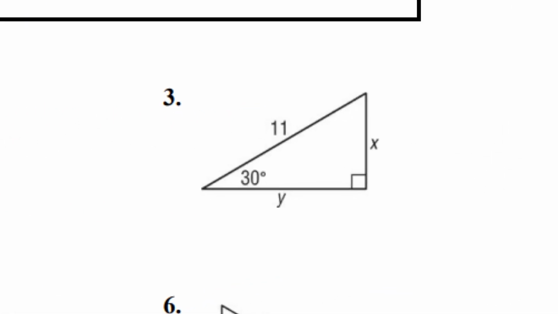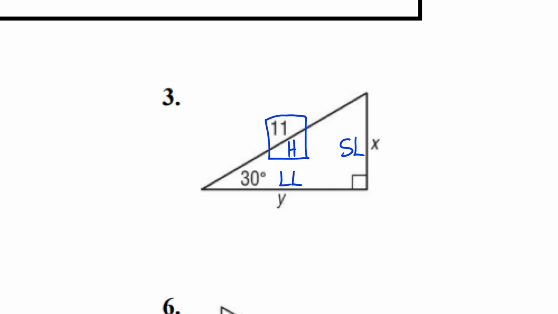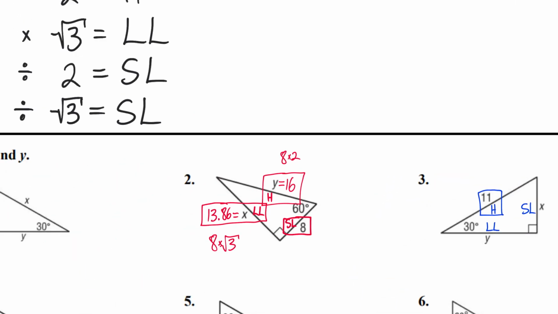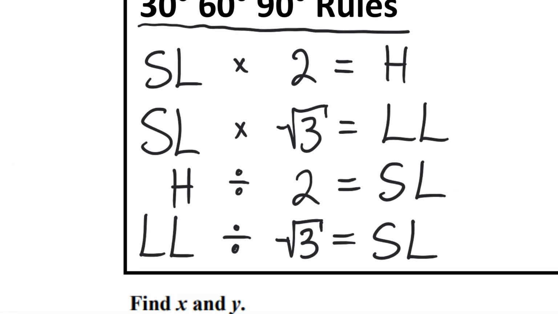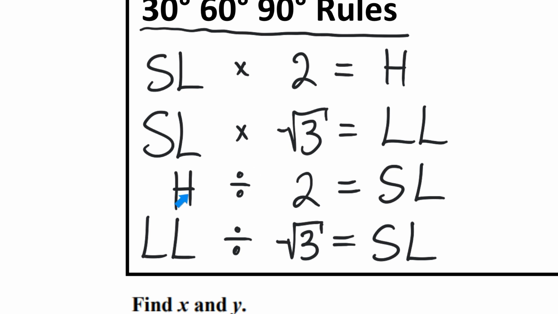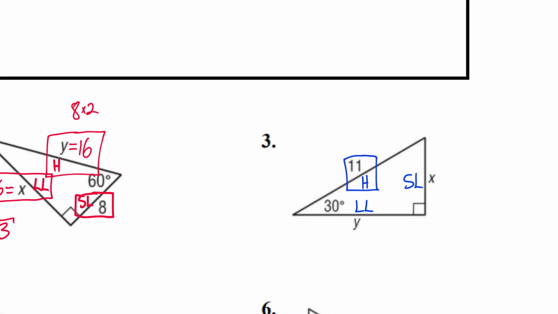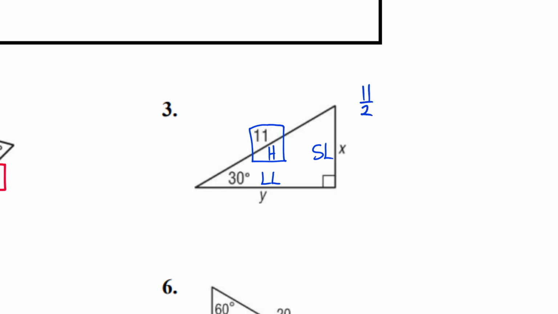Okay, number 3, which one is the H, the hypotenuse? It's 11. Which one's the short leg? It's the X, and then obviously Y is the long leg. So on this one, I'm starting off by knowing the hypotenuse. Looking back to my rules, there's only one of these rules that has the H to start off with, so that's the only one I can do here. To get from the hypotenuse to the short leg, what do I do? Just divide it by 2. So I'm going to do 11 divided by 2, which is half of 11, which is 5.5.